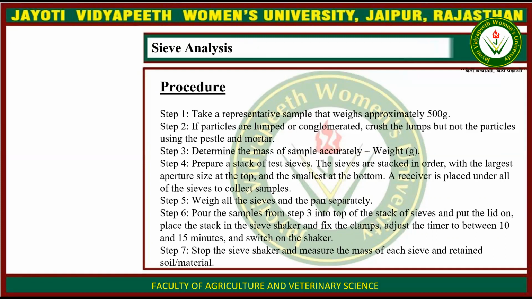Step 4, prepare a stack of test sieves. The sieves are stacked in order with the largest aperture size at the top and the smallest at the bottom. A receiver is placed under all the sieves to collect samples. Step 5 is to weigh all the sieves and the pan separately.